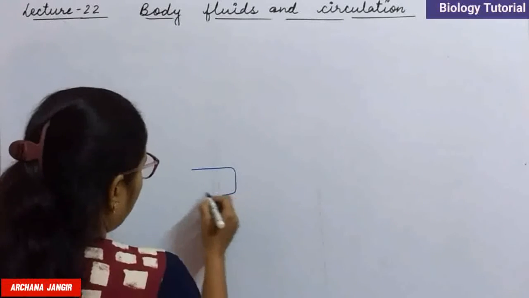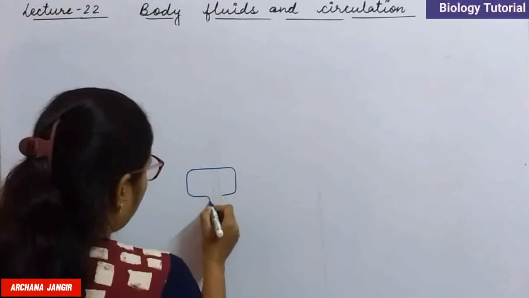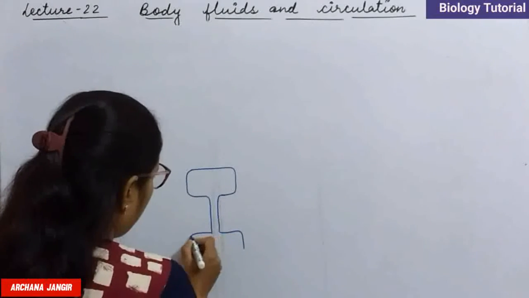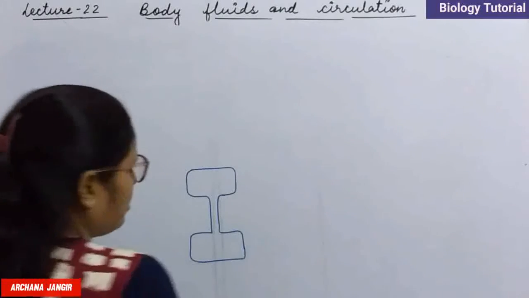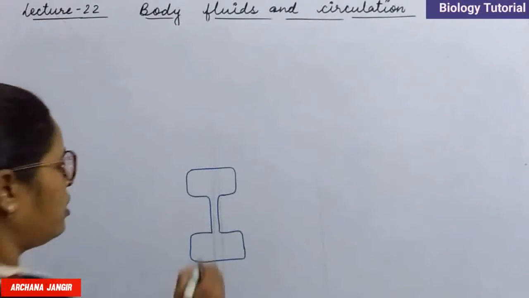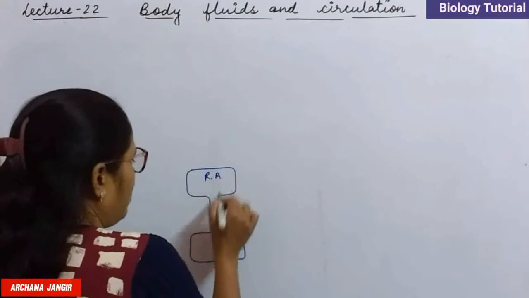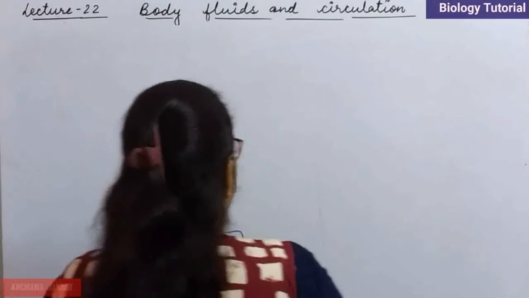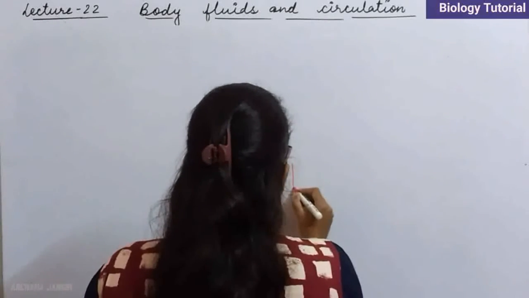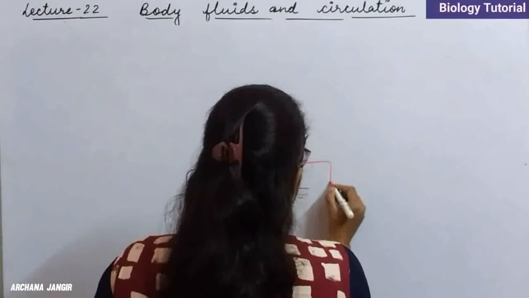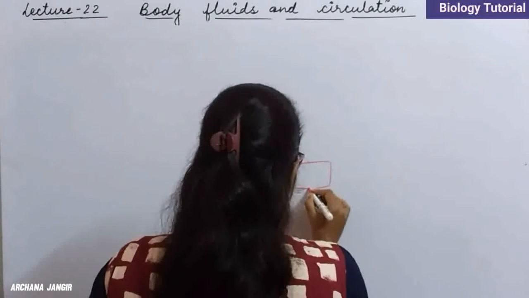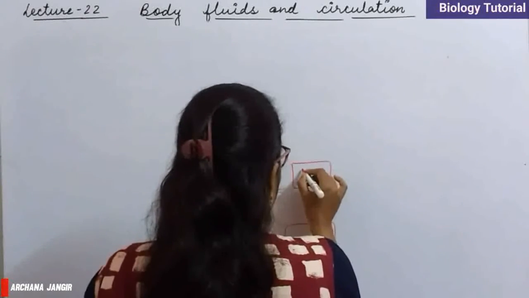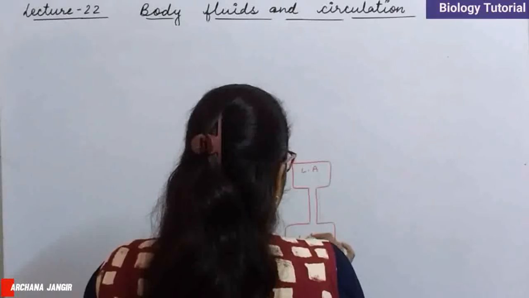right half of the heart. So this is the right half of the heart which deals with the deoxygenated blood. So this is the right half, right auricle, right ventricle. Here on the opposite side I am drawing the left half. So here is the left half of the heart which deals with the oxygenated blood. This is the left auricle, left ventricle.